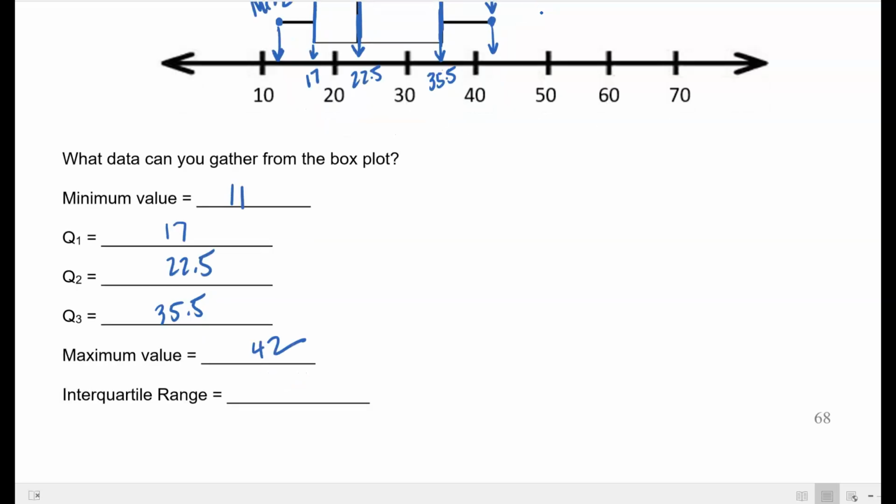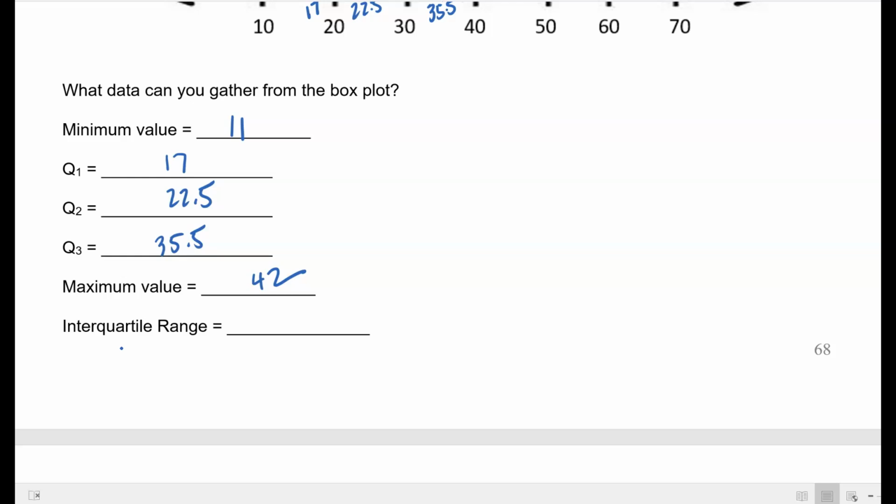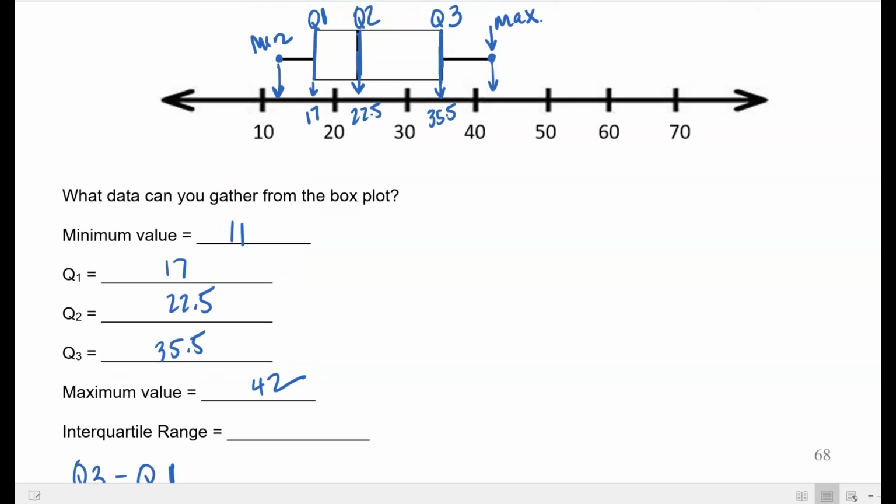And then last but not least, the interquartile range is just Q3 minus Q1. It's also how big the box is. So if you look at the picture, let me just use a different color. Q1 is right here, Q3 is right here. If you subtract those two numbers, you're going to find the range in there, and that's the interquartile range.